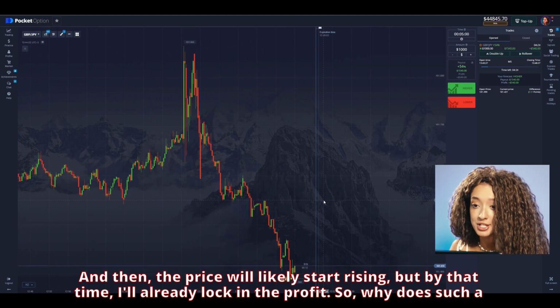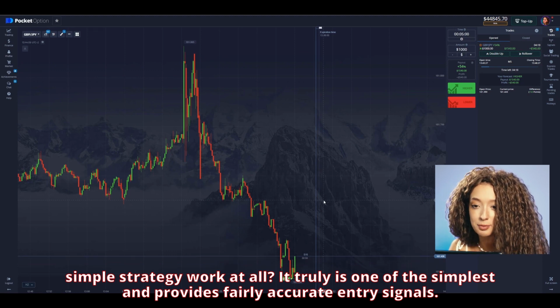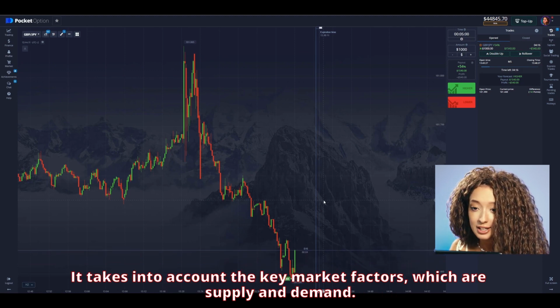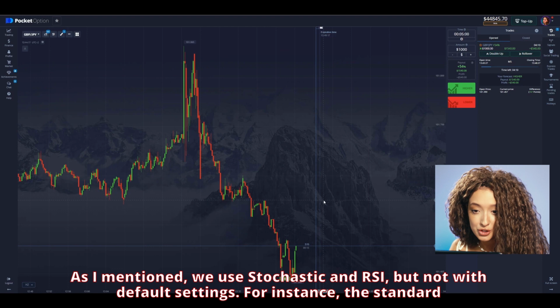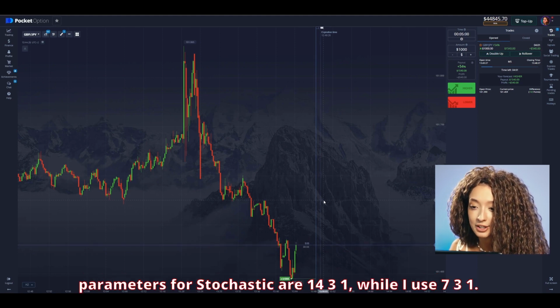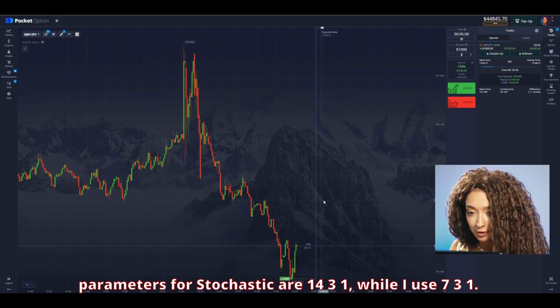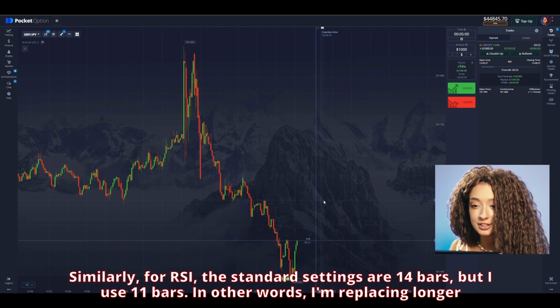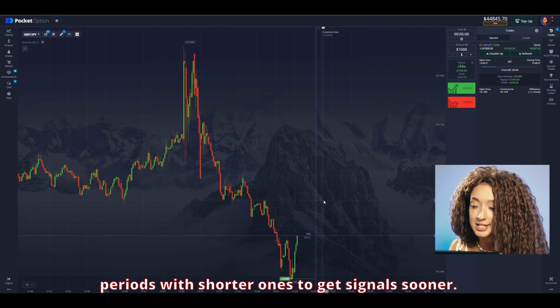So why does such a simple strategy work? It truly is one of the simplest and provides fairly accurate entry signals. It takes into account the key market factors, which are supply and demand. As I showed, we use stochastic and RSI, but not with the default settings. For instance, the standard parameters for stochastic are 14, 3 and 1, while I use 7, 3, 1. Similarly, for RSI, the standard setting is 14 bars, but I use 11 bars. In other words, I'm replacing the longer period with a shorter one to get signals sooner.